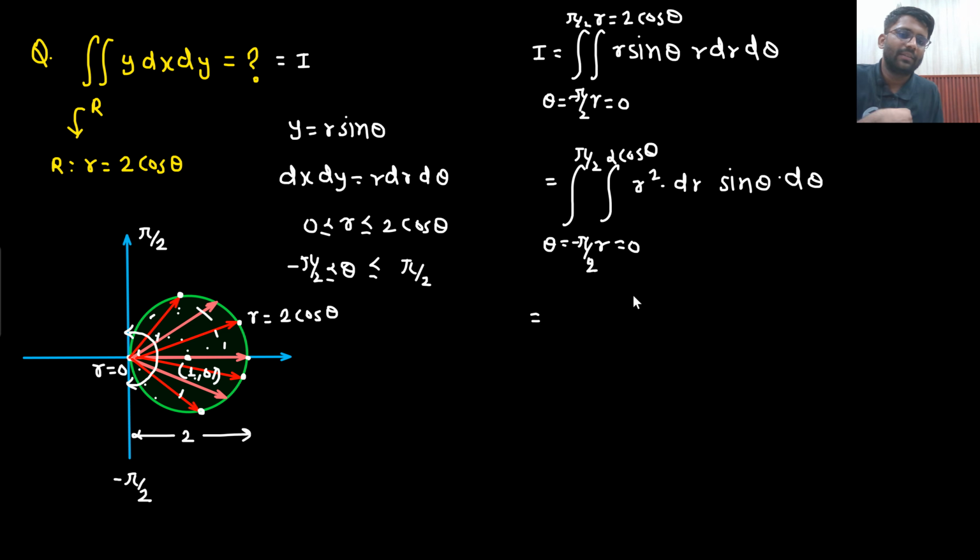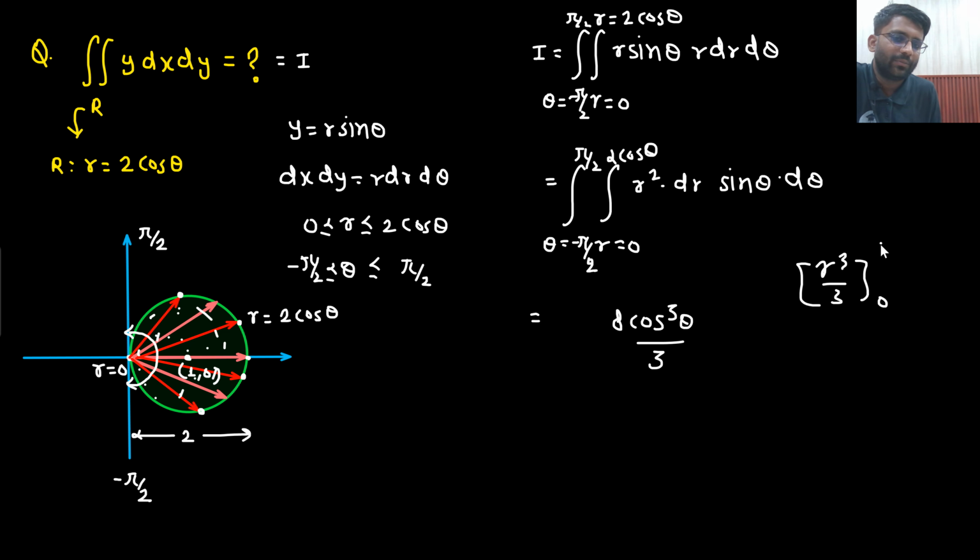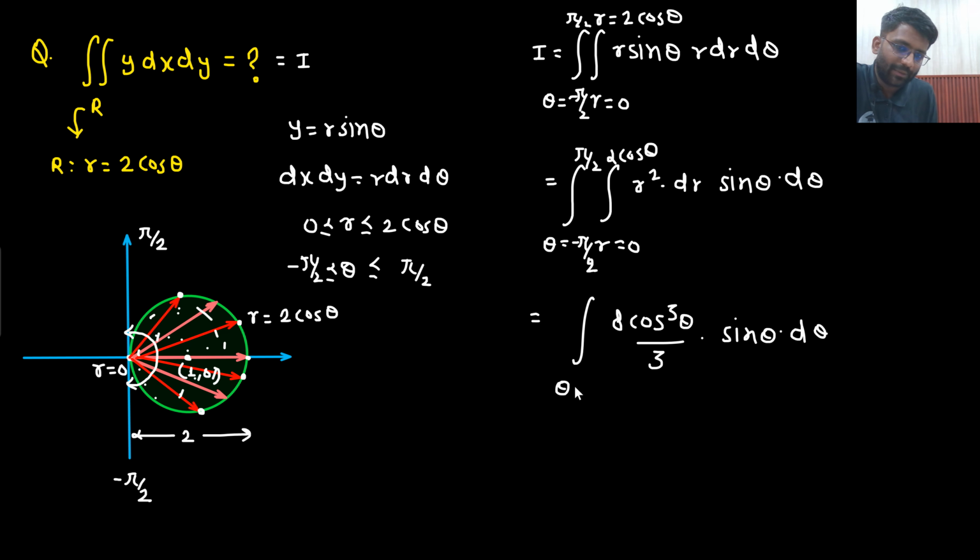So r cube by 3. That means 8 cos cube theta by 3. Say yes or no? r cube by 3 you will get, then you need to put the limit from 0 to 2 cos theta. So this will become 8 cos cube theta by 3, right? Dot sin theta d theta, with theta going from minus pi by 2 to pi by 2.